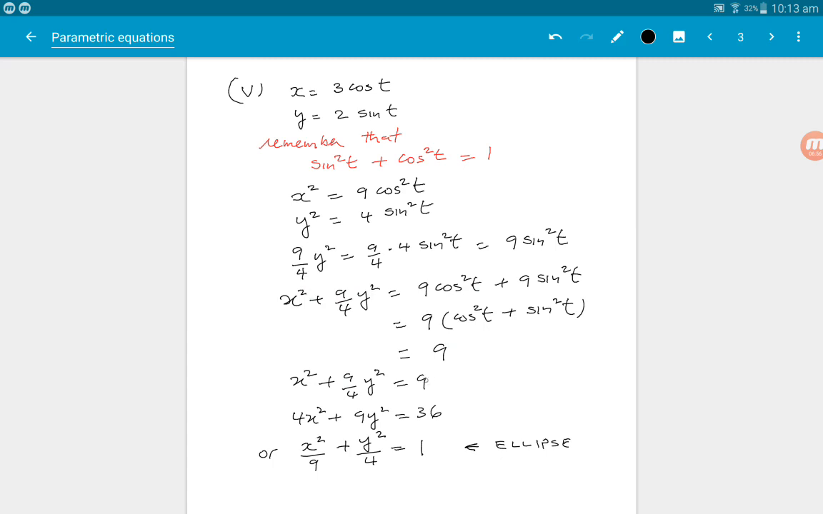And I could either leave that as my Cartesian form, or I multiply everything by 4, so I get 4x squared plus 9y squared equal to 36. And then I divide everything by 36, and I get x squared on 9 plus y squared on 4 equal to 1. And as we will see in future work, this is actually the equation of an ellipse.